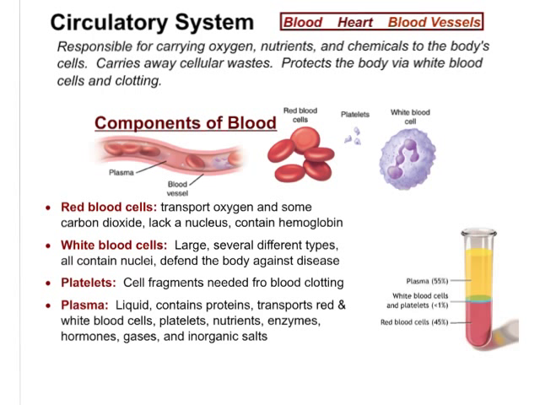Now let's talk about the human circulatory system, and I'm sure you all already know it's made up of the blood, the heart, and the blood vessels. The circulatory system is responsible for carrying oxygen, nutrients, and chemicals to the body's cells. It also carries away the cell waste and protects the body via white blood cells and blood clotting mechanisms.